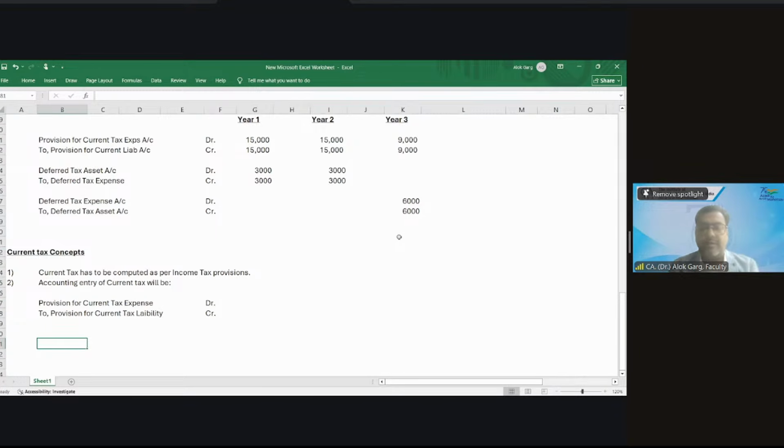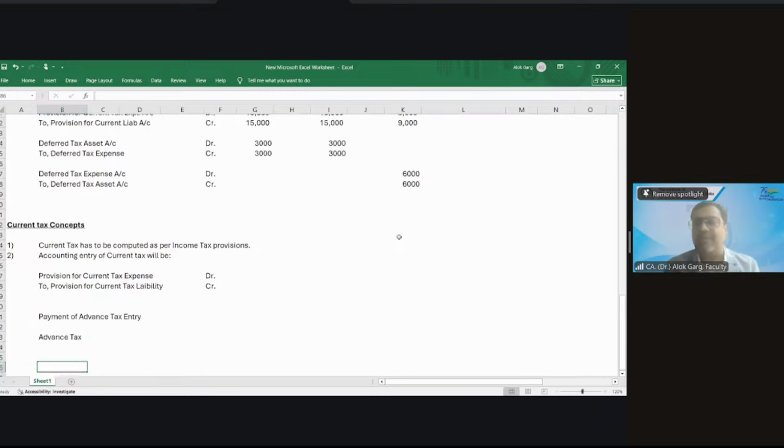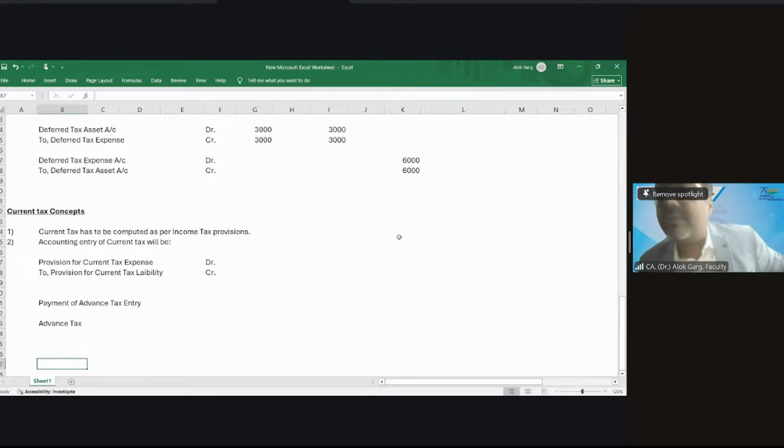So, payment of advance tax and self-assessment tax. What is the payment of advance tax entry? Advance tax has to be paid during the year, during the financial year. So what is your advance tax entry? Advance tax asset account debit to bank account. Okay.